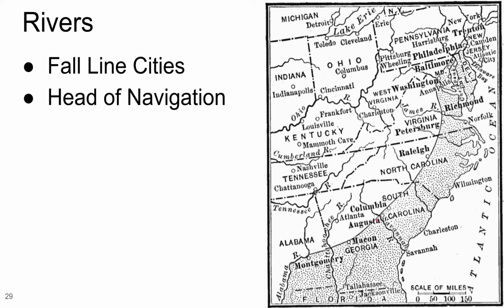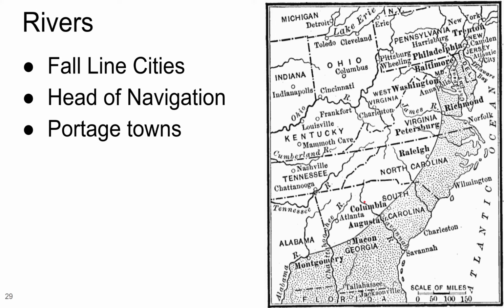So like here we've got Augusta, Georgia, on the Savannah River. So you can sail up the Savannah River as far as Augusta, Georgia. So Augusta would be the head of navigation for the Savannah River. Going from Augusta down to the ocean, you can navigate just fine, but you probably can't go upstream from Augusta.